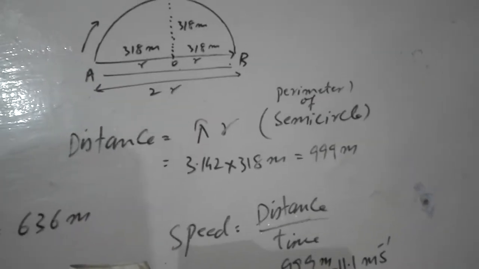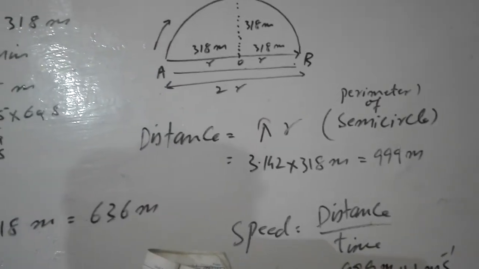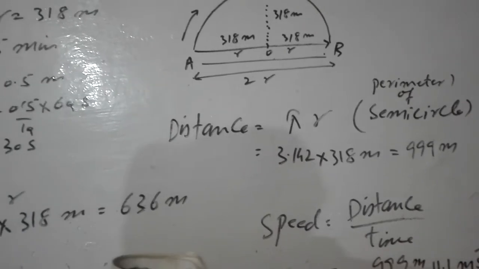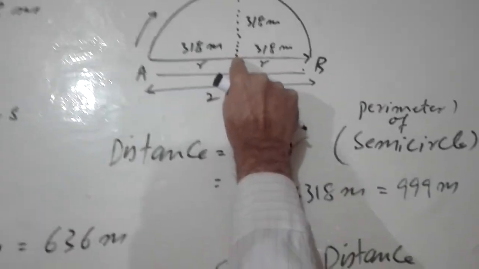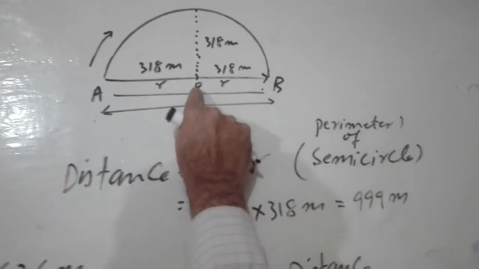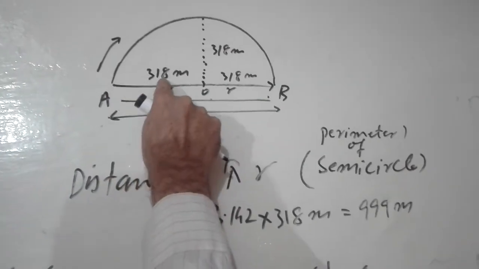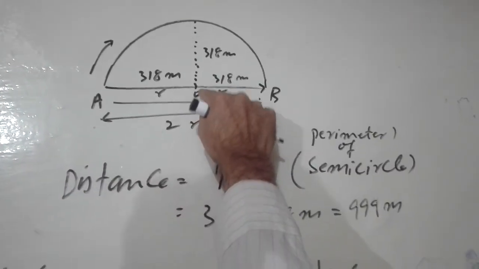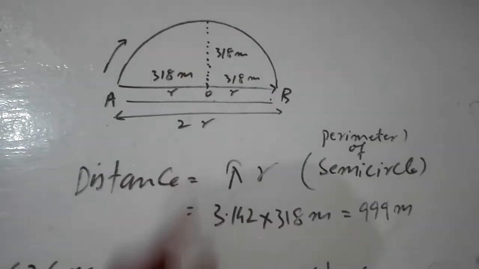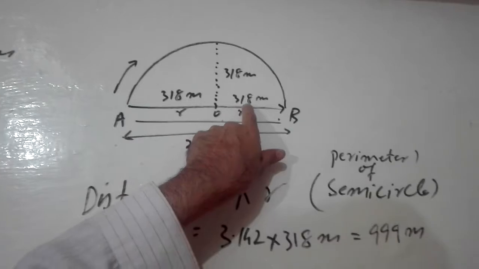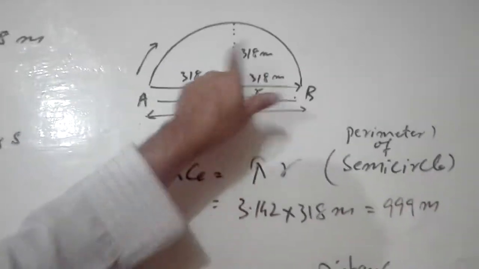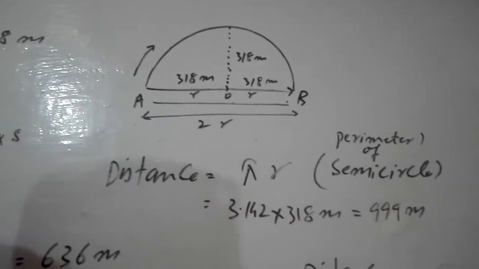Cyclist completes half round of circular track of radius 318 meter. If I have drawn this semicircle, half circular track, this is the center and this is the radius. Radius is from this distance to this distance. This is the radius 318 meter, and on this side the radius remains the same. From this point O to B, 318, this is also radius. That's why I have written here. So this is the radius of the circular track. It is written in your example.